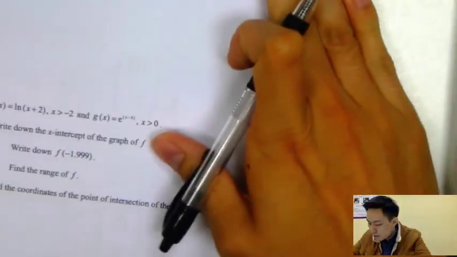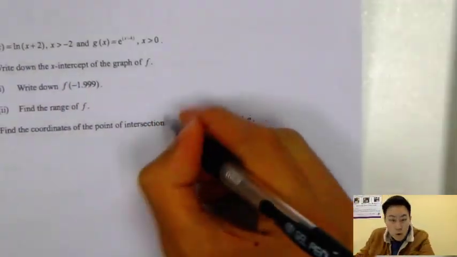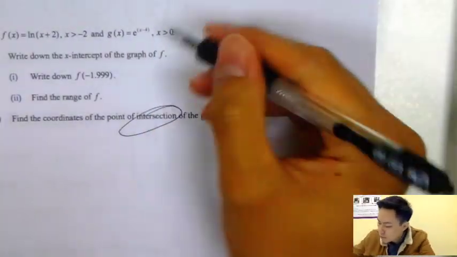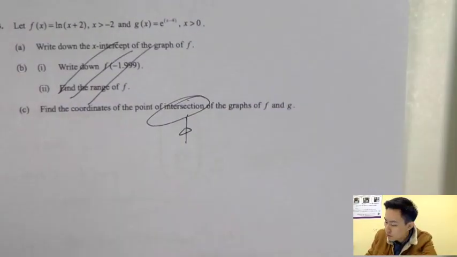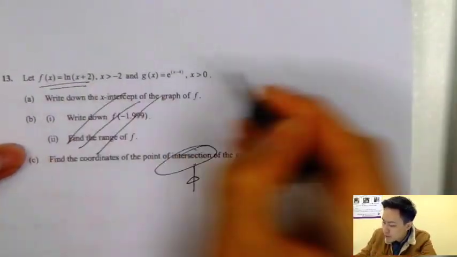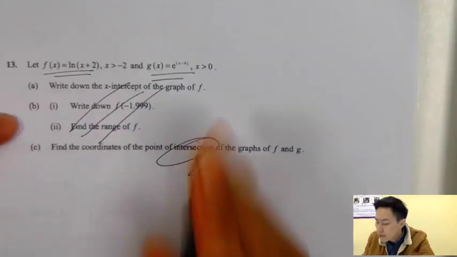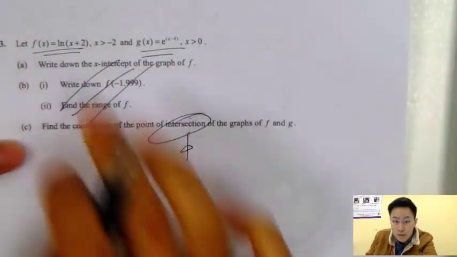So for the next page, this one is the point of intersection again. Basically, you can cross this one out. I just want you to find the intersection point between f(x) equals this and g(x) equals this. So how do you use your GDC to find an intersection?